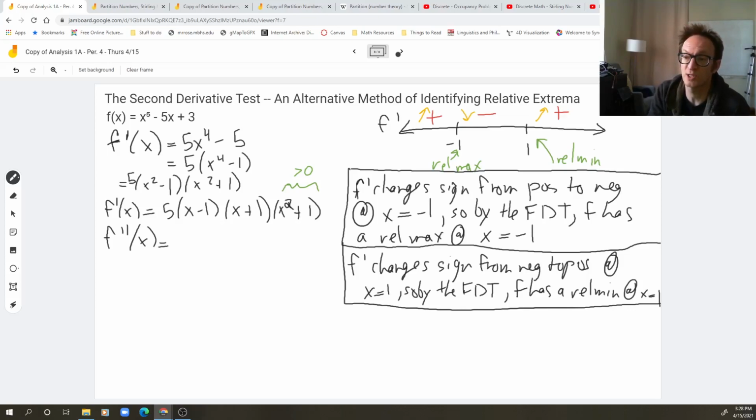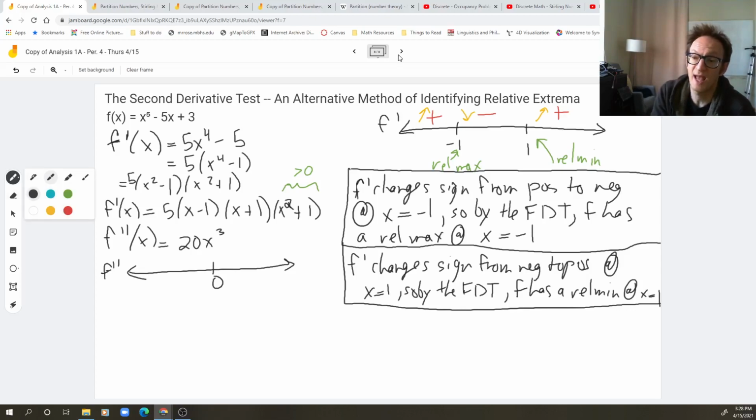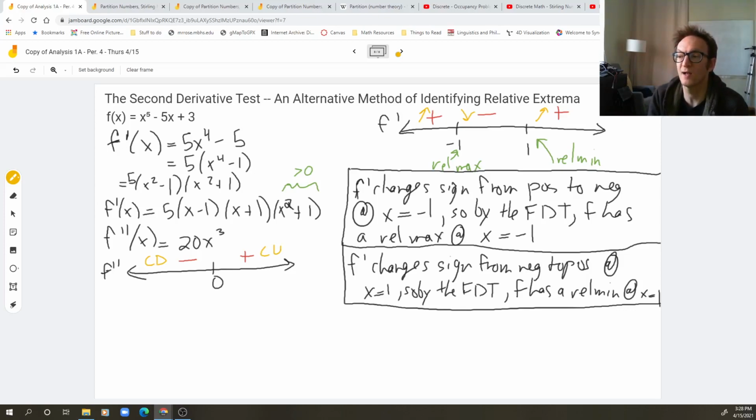Looking back up here at this version, what we get is 20x cubed. Okay, so now let me make a sign chart for the second derivative. And all right, well, it's just a cubic with leading coefficient positive, so it's going to change sign at 0. And so this is going to be negative, and this is going to be positive. And my conclusion, therefore, is that my function is concave down here, and here it's concave up. All right, what does that tell me, or why is that helpful? Well, watch this. Let's try to make a kind of a graph of this function, or like a little one. What happens when I plug in negative 1?